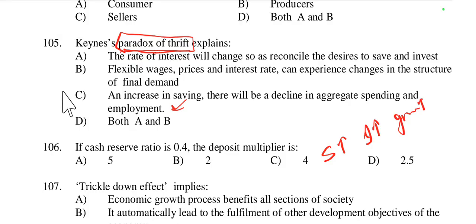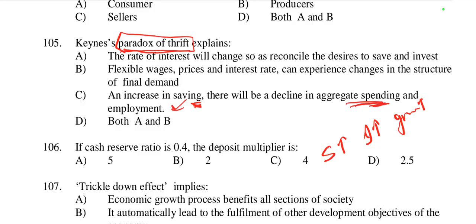But this is a paradox, or we can say the opposite thing. We can see that when saving increases, there will be a decline in aggregate spending, because when we save we cannot spend, and employment also decreases. When we increase our saving, our spending activity declines.